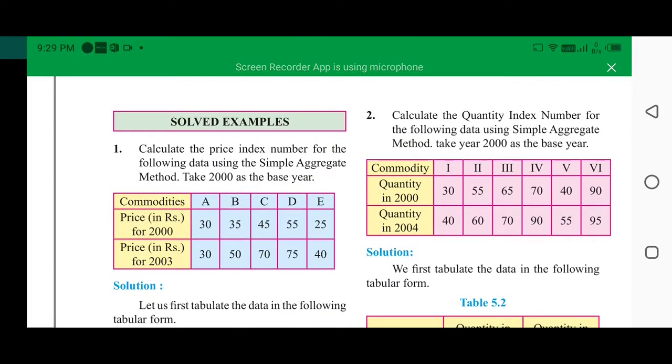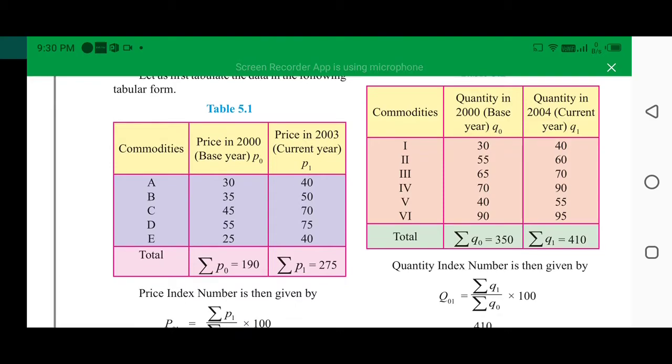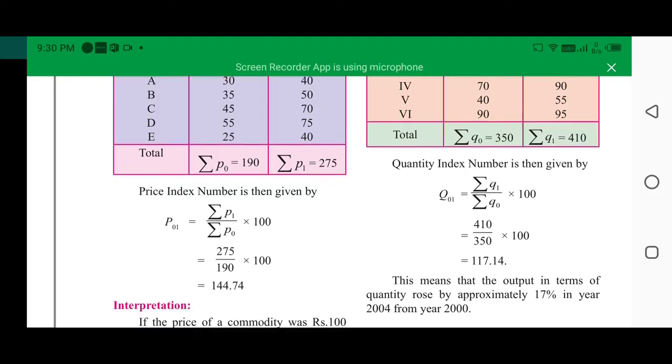The first solved example: calculate the price index number for the following data using the simple aggregate method. Take 2000 as the base year. So in the question it is specified that we have to take 2000 as the base year. So we will make a column, that is P naught, that is 2000, and P1 is 2003. So we have to find the total of P naught and the total of P1. Then you divide both numbers, you will get this.